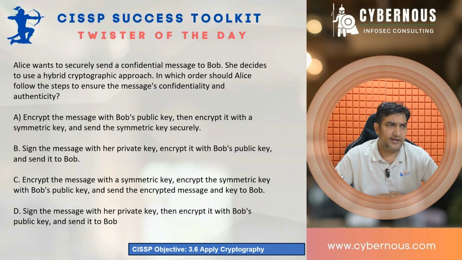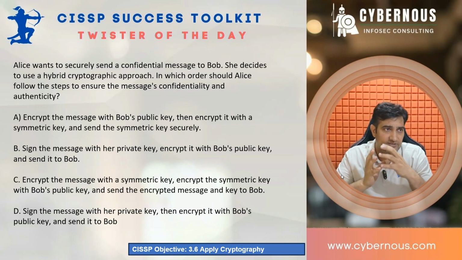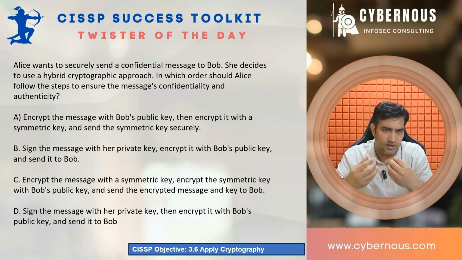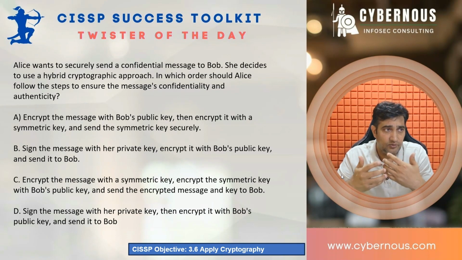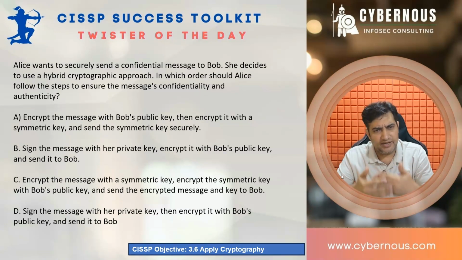So let's critically analyze this particular question. Alice wants to send a message to Bob and she wants to make sure that she has authenticity and confidentiality both. For that purpose, she has to use hybrid cryptography. What is hybrid cryptography? When we make use of both symmetric and asymmetric cryptography to send a particular message, it is called hybrid cryptography. And most of the time, day in and day out, we use hybrid cryptography only.